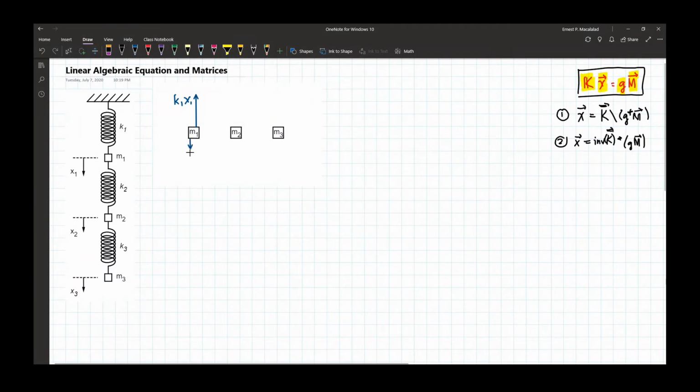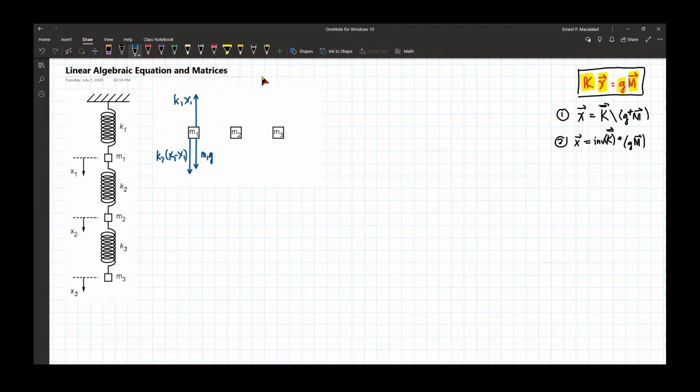And then below there are two forces. There's a force here, which is K2 times x2 minus x1. So x2 minus x1 is the net displacement of K2 due to the displacement of m1 by x1 and the displacement of m2 by x2. Okay? And then lastly, we identify the gravitational force exerted on m1. So this is m1 g.